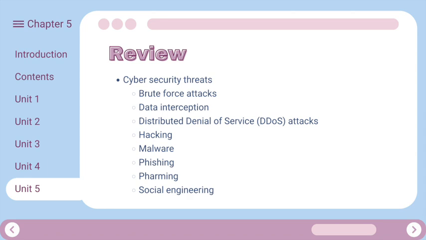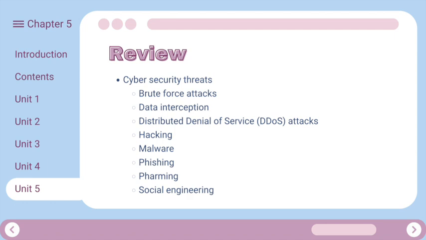Today, we will focus on Unit 5, how to keep data safe from security threats. Let's have a quick review on that video. Last time, we introduced different types of cybersecurity threats. Also, we introduced some ways to prevent them. Today, we will introduce more ways to keep ourselves safe.